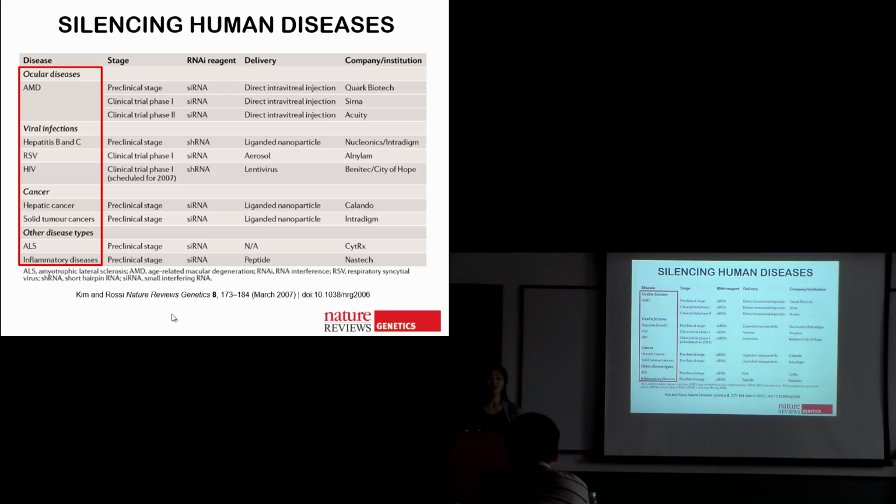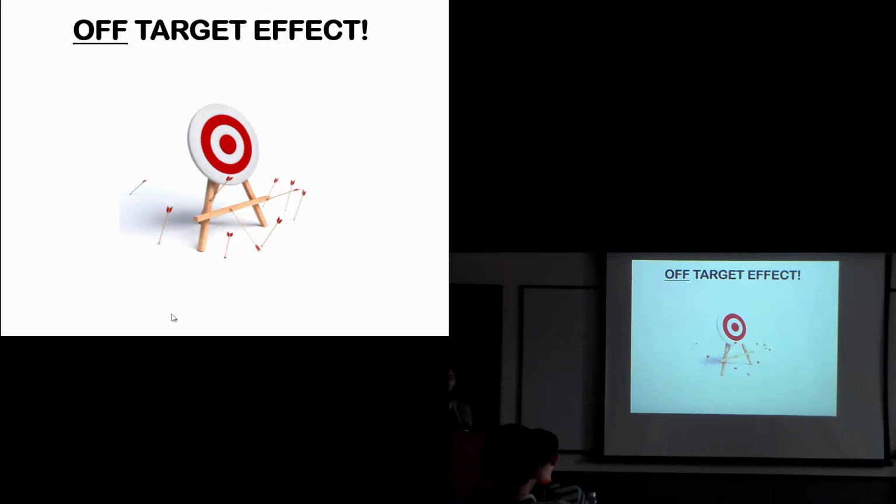So why are we not using this more in the clinic? That was actually my question when I first learned about this pathway. It turned out that it's not that easy. One of the major known problems in RNA interference is this off-target effect, right? You design your RNA, but it does not go to your target. It goes elsewhere and targets other genes. So that's the off-target effect.